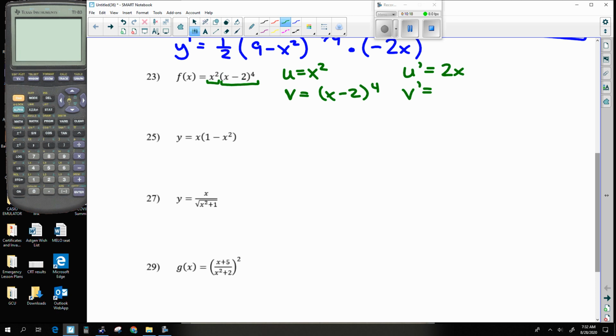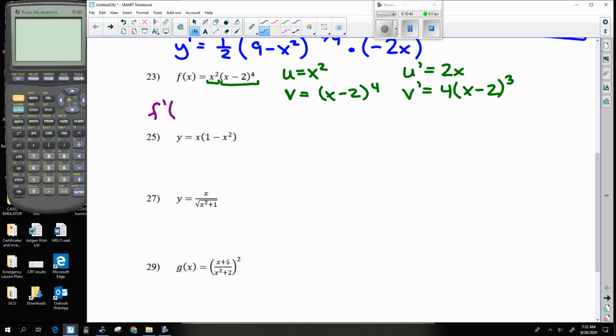Okay, so here's a chain, well, it's kind of a chain rule. So 4 times x minus 2 to the third, and then I multiply by the derivative of the inside, which is 1. The x goes to 1. So I don't really have to have that. So that would be the derivative of that.